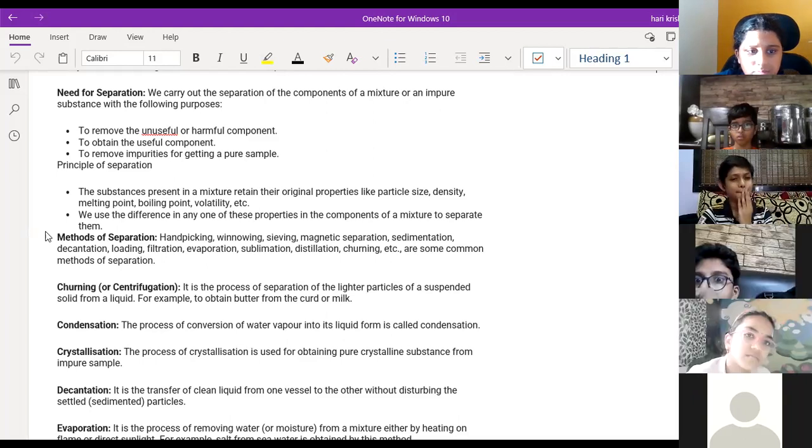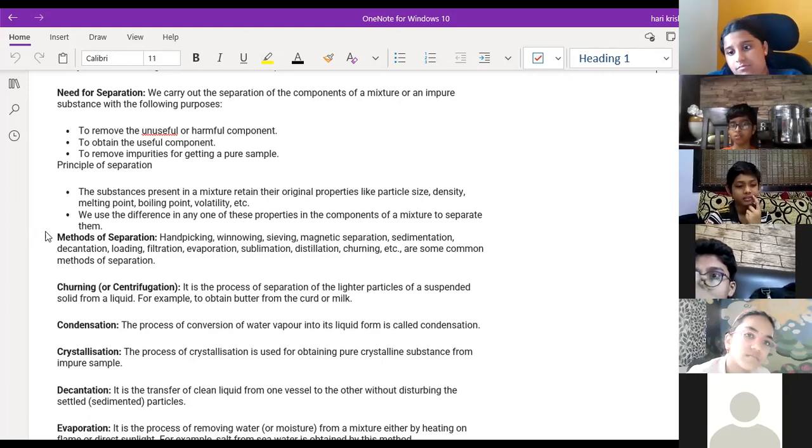Then what about oil and water? Sir, oil and water don't mix, sir. They are immiscible. The layer of oil will be up and the water will be below. Is it a homogeneous mixture or heterogeneous mixture then? Heterogeneous. Very good.